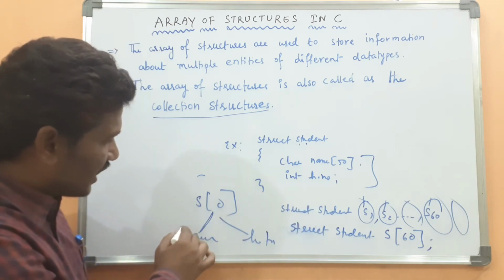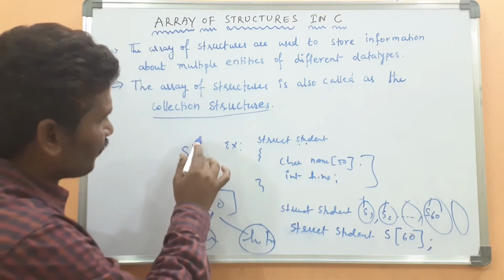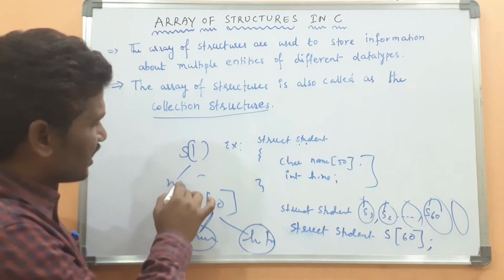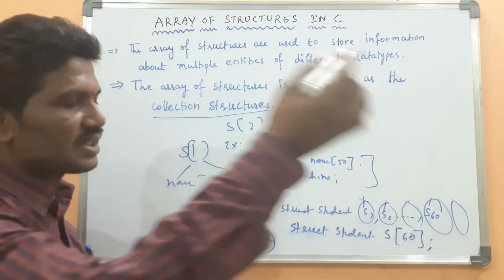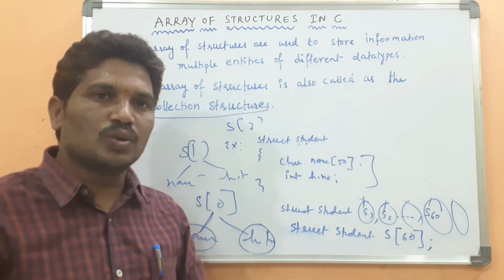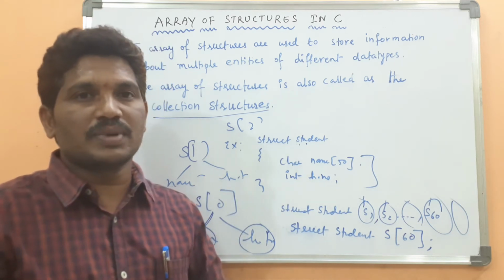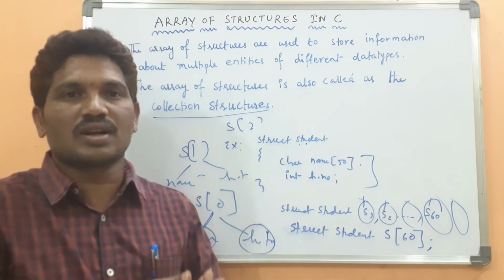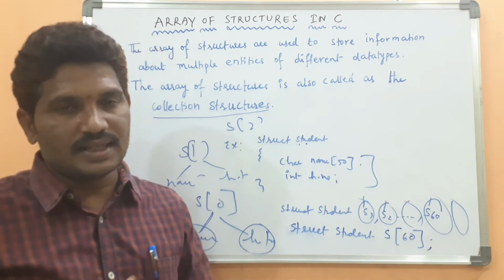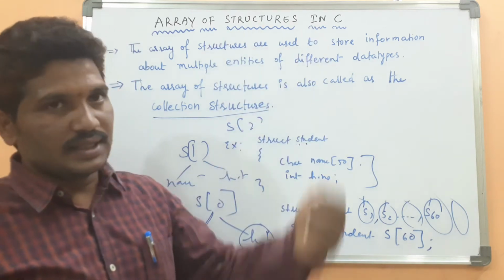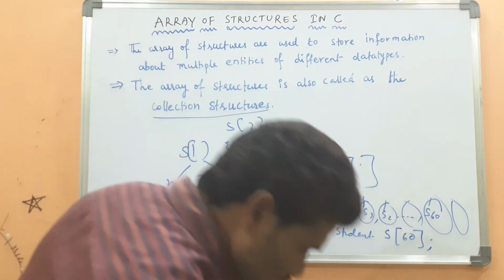The S of 0 can hold the name of the student and roll number of the student. This is the first student. S of 1 holds another student's information, name and roll number. Like that S of 2, S of 3, S of 4. How can we store this 60 students' information? Not only 60, it depends on your class strength. We can store multiple entities under a single name using the array of structure concept in C program. Got my point?